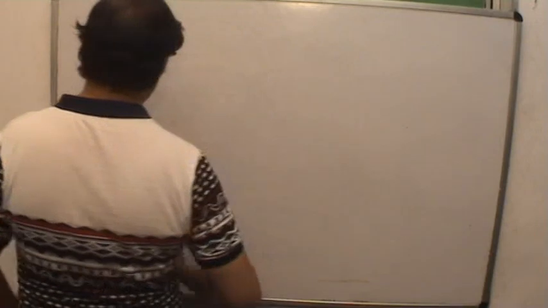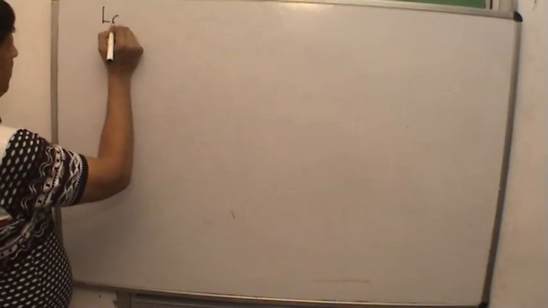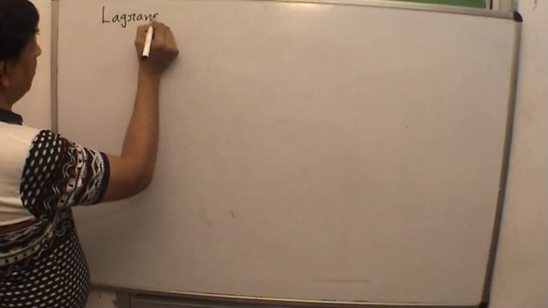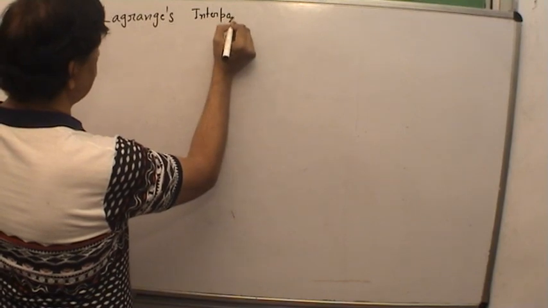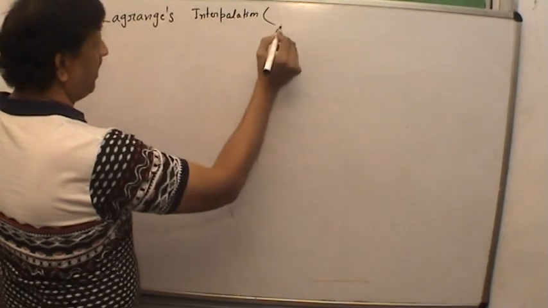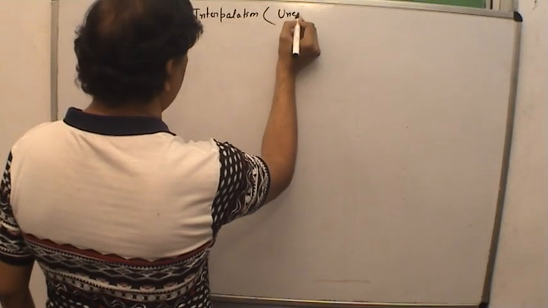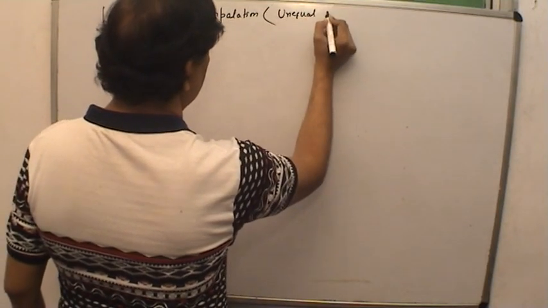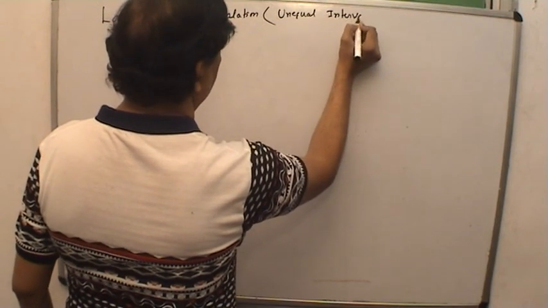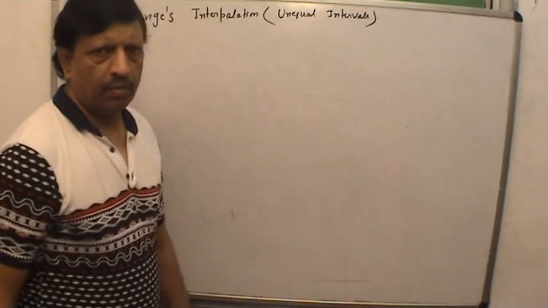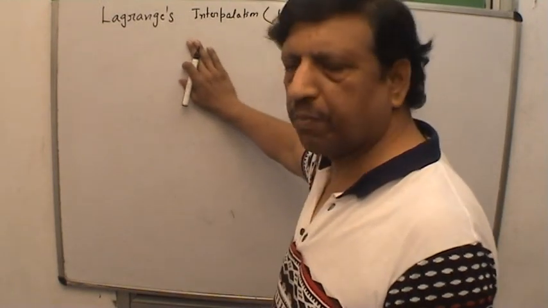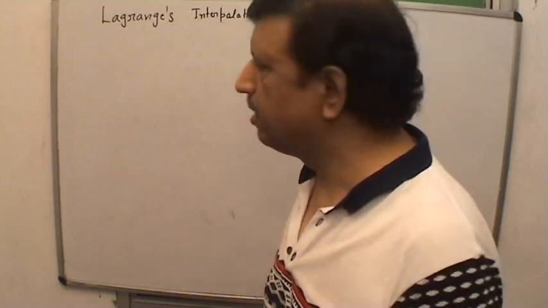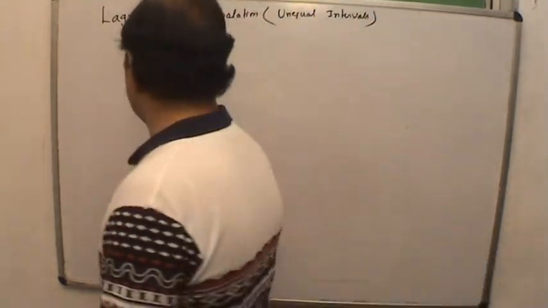In that case, the first method is the Lagrange's interpolation, and it is applied for unequal intervals. And for equal intervals, we use the Newton's formula that we will discuss later on. Here we can use Lagrange's interpolation and the divided difference method, but only this method belongs to our concern.